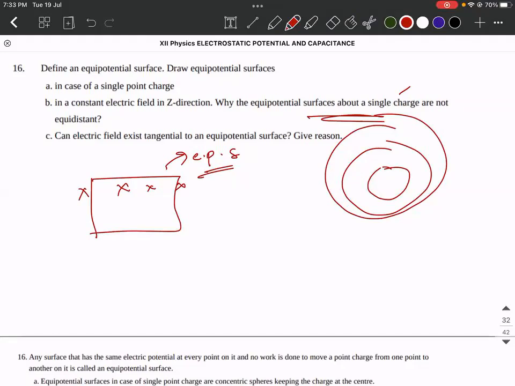So the distance between the equipotential surfaces goes on increasing with a decrease in the electric field.